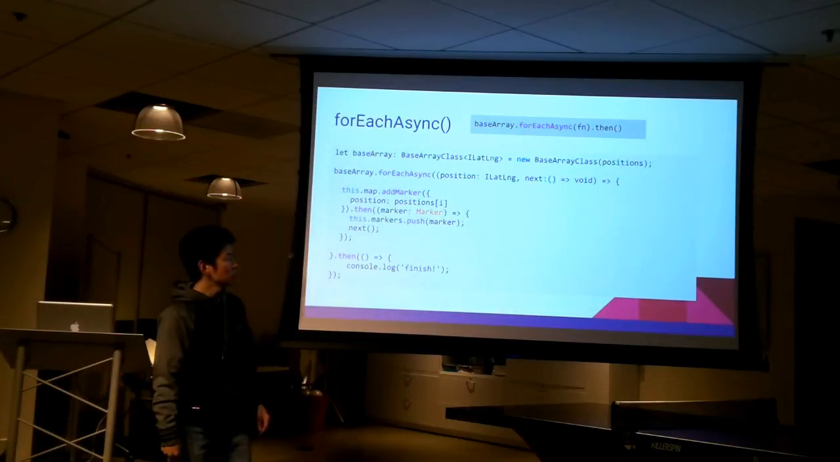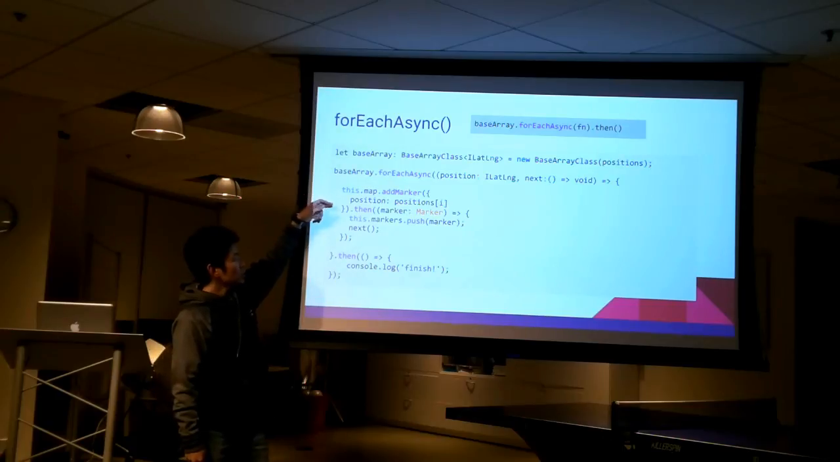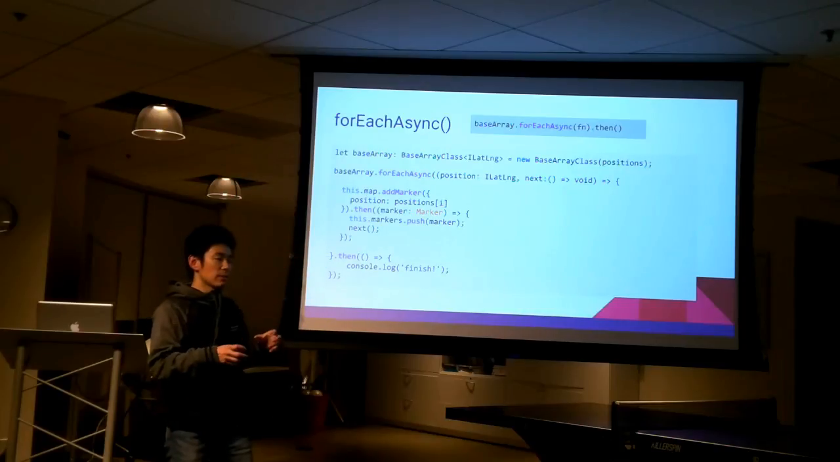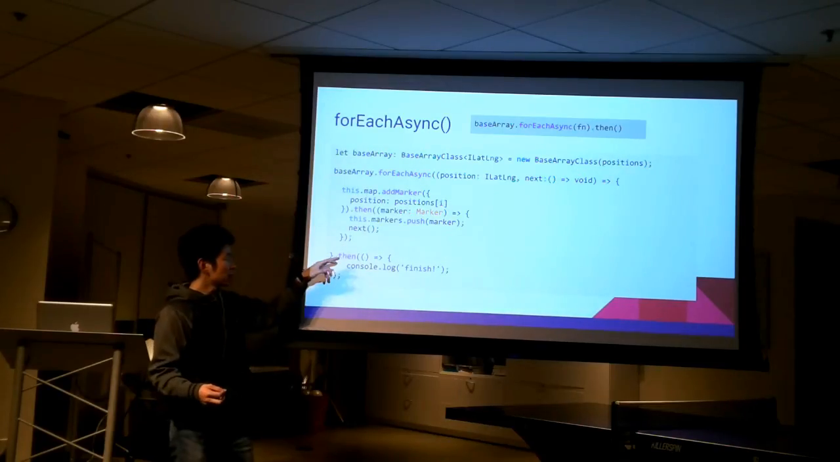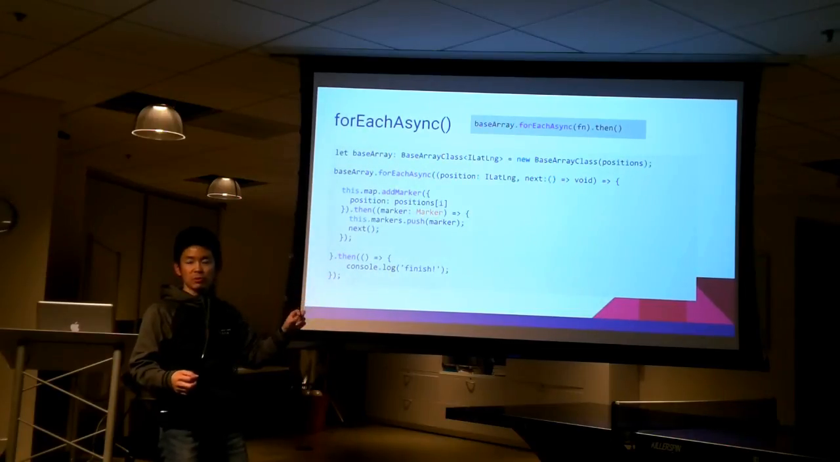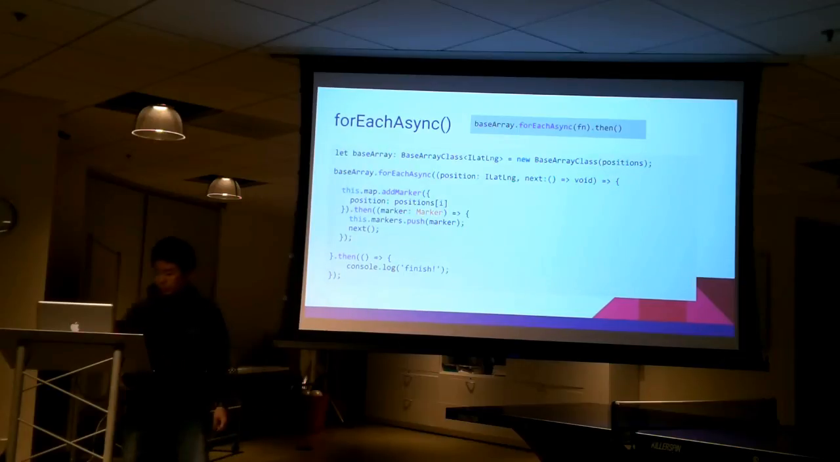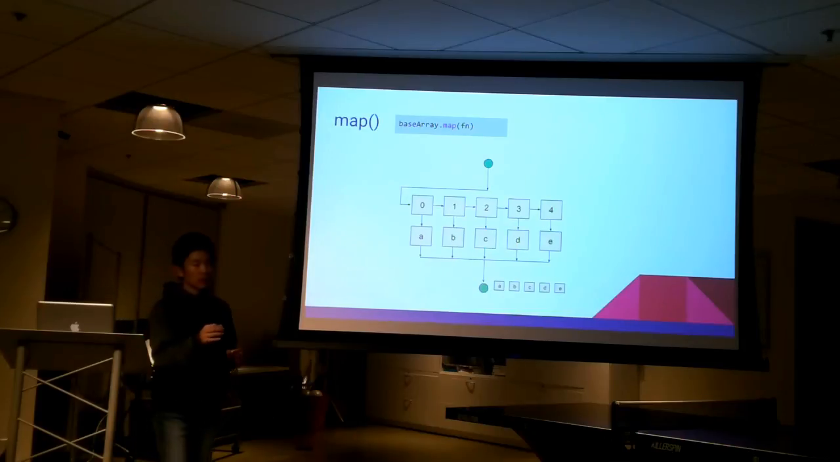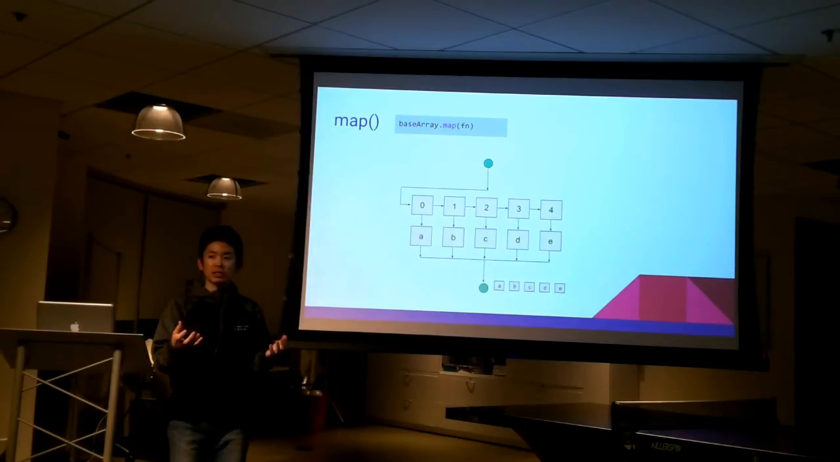So for example, this code adds multiple markers, then you can get the time with a promise. Do you know the map-reduce algorithm? You probably know. So map is kind of similar to forEach, but you can get the results.